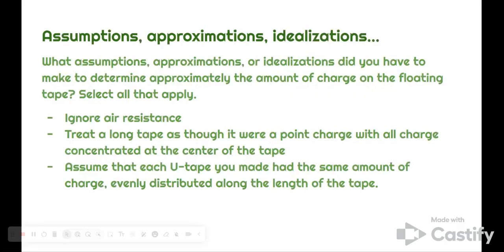So let's talk about some approximations and idealizations that we used. First of all, we ignored air resistance. Obviously, the force of drag is something that you could consider, but working on such a small scale and with something that is so light, we just did not consider it. The next 2 points are related to the differences between this first lab and the second one. In the first lab, we would have said that the second point is relevant, but actually in this lab, we're only saying that the third point is relevant because each tape has the same amount of charge evenly distributed along its length, and we're not treating it as a point charge this time. That's the whole point of the lab.